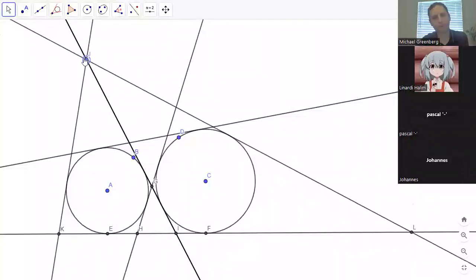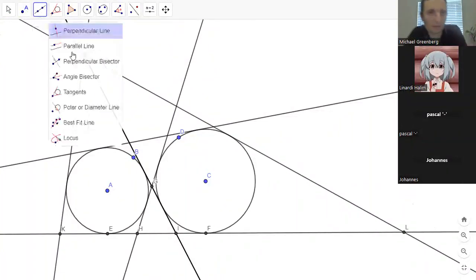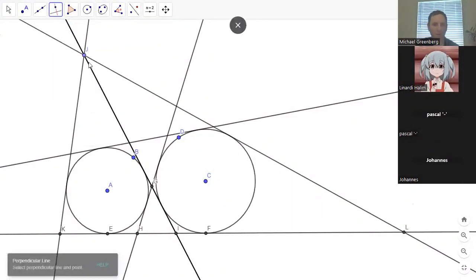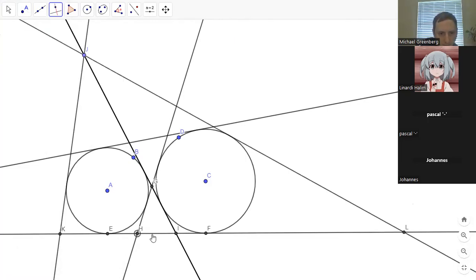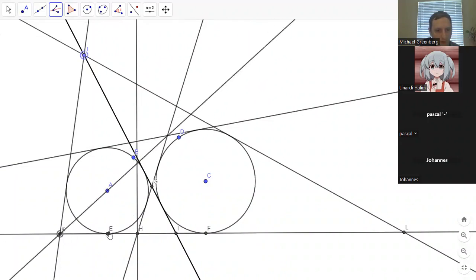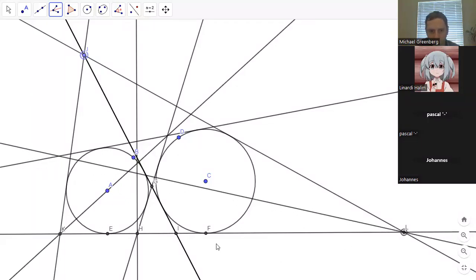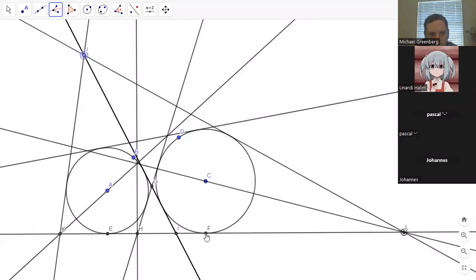Okay, so these circles are fixed, and we draw the perpendicular from H to this, and we want to show that the angle bisectors intersect on it, however we move J. We don't really want to talk about angle bisectors, because that's always weird. We just say KA and LC.